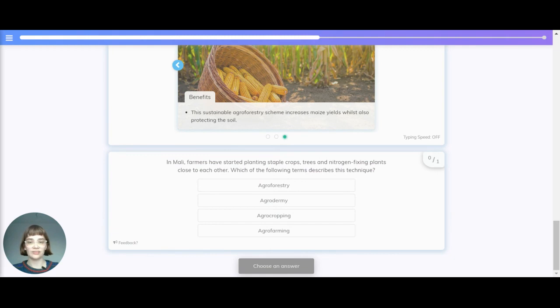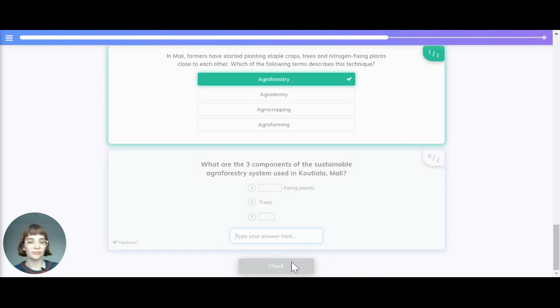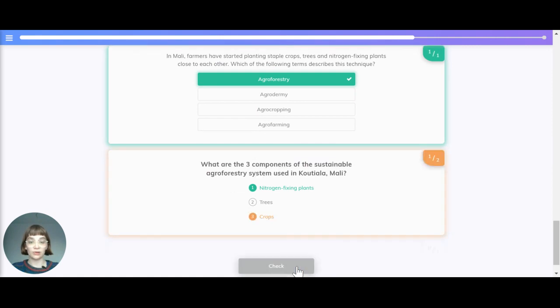In Mali, farmers have started planting staple crops, trees and nitrogen-fixing plants close to each other. Which of the following terms describe this technique? Is it agroforestry, agrodermy, agrocropping or agrofarming? The correct answer is agroforestry. What are the three components of this sustainable ecosystem? Nitrogen-fixing plants, trees, and staple crops.